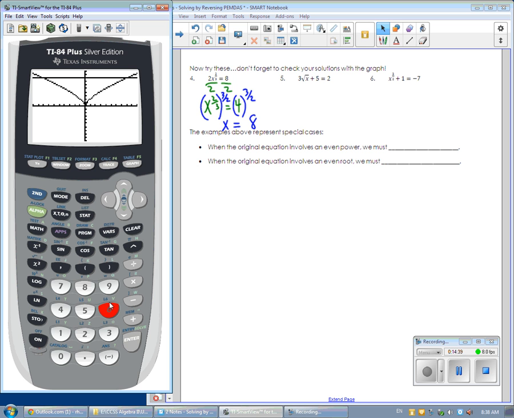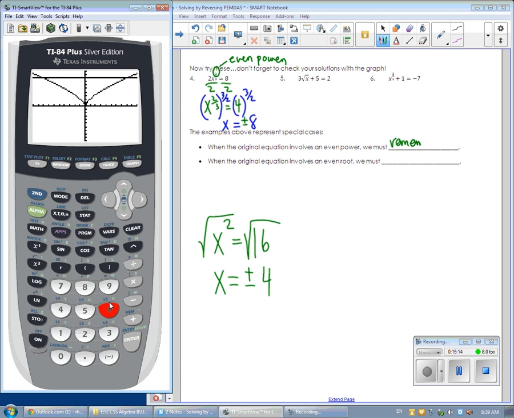But remember how we said that if we've got x squared is equal to 16 and I take the square root of both sides, I've got to remember to do plus or minus the square root of 16, or plus or minus 4. Well, if you look at this problem, the original problem involves an even power. Even though it's written in a different format because the exponent is a fraction, the number on top is even, and that tells you it's an even power. Anytime we're dealing with an even power, we have to remember that there are going to be two roots, so we've got to remember the plus or minus. Even if they're imaginary, there's going to be two roots.